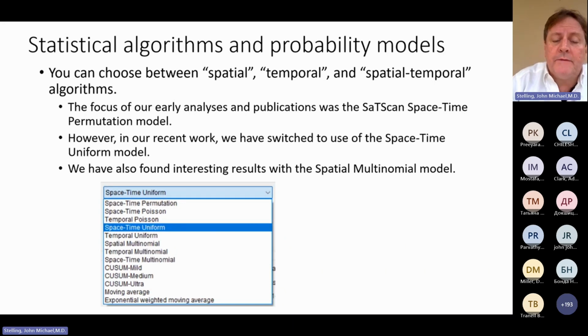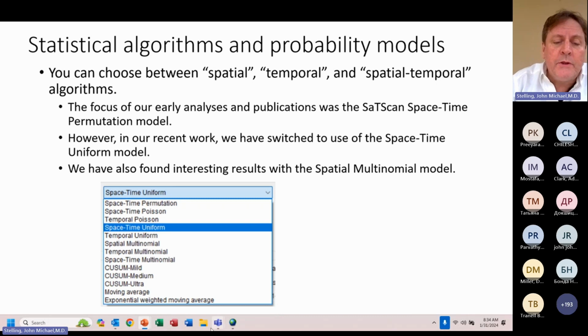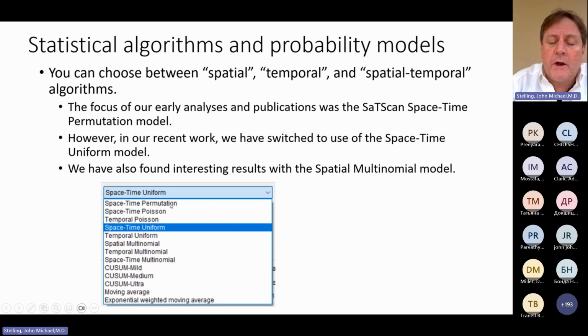And here you can see the list of the options that WHONET offers. The three that we primarily use are space-time permutation for our older papers, space-time uniform for our newer papers, and spatial multinomial. The CDC algorithms are also here: QSUM, mild, medium, and ultra. They are strange names. I don't know why those names are there.